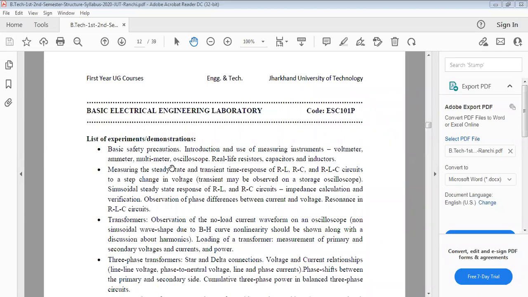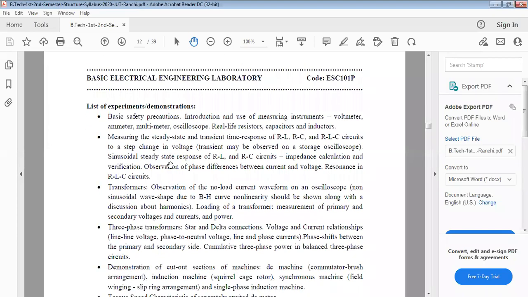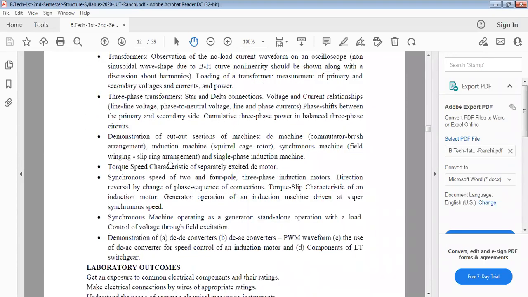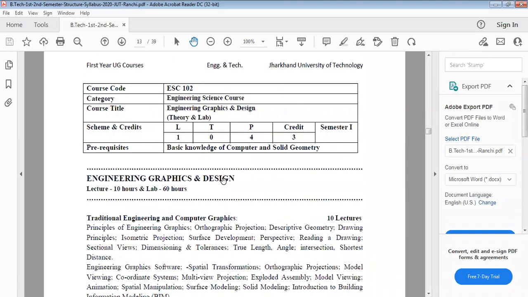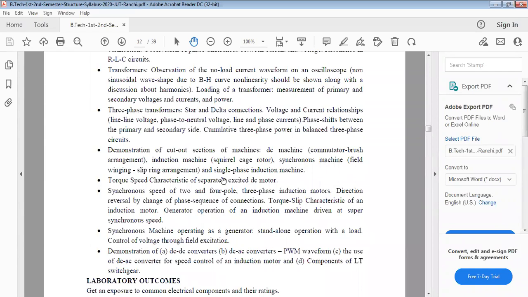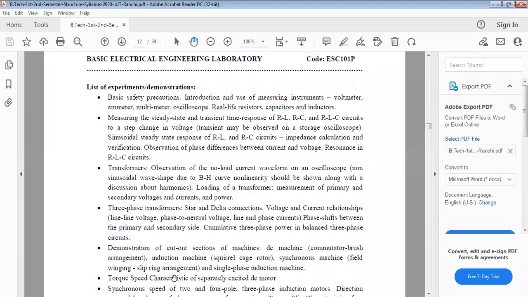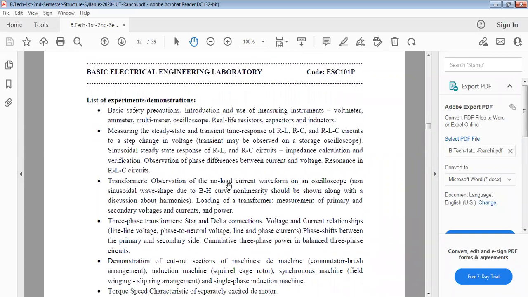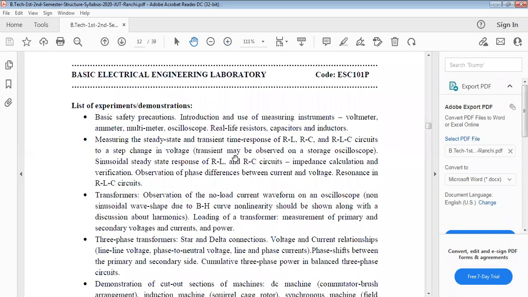In this syllabus, you can see there are many experiments. In this class, we will conduct the laboratory from this syllabus only. First, one by one, I will discuss every lab in our syllabus so that we can have the basic idea. You can see the first lab is the basic safety precaution. I think my screen is visible to all of you.